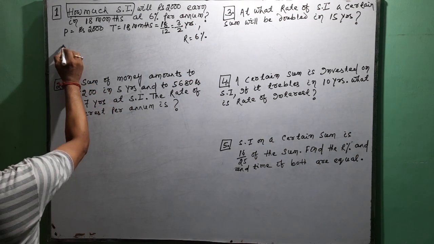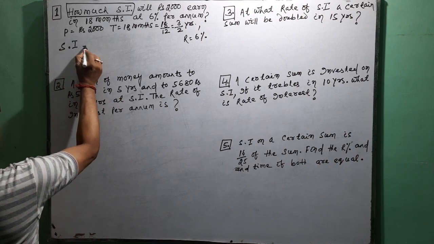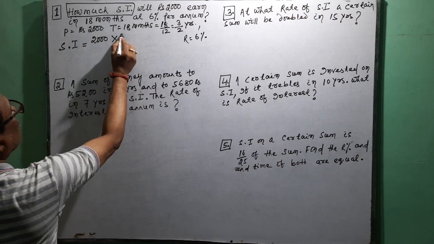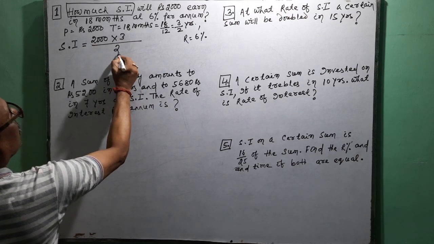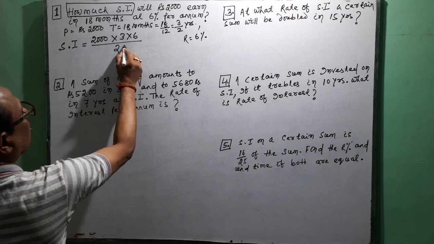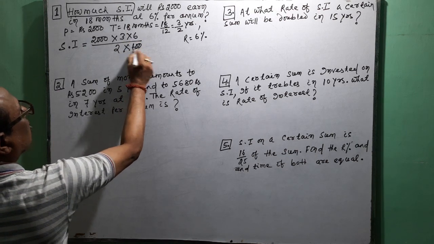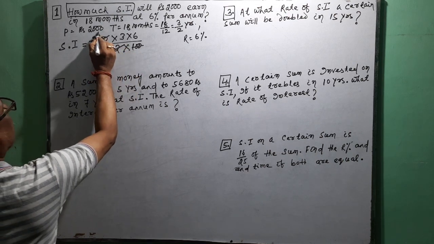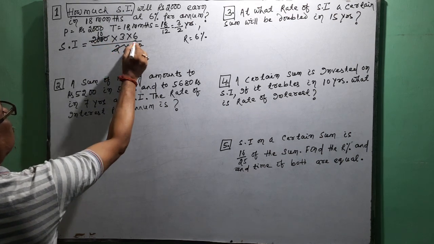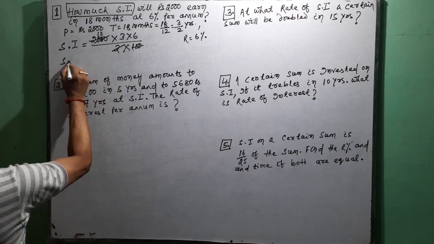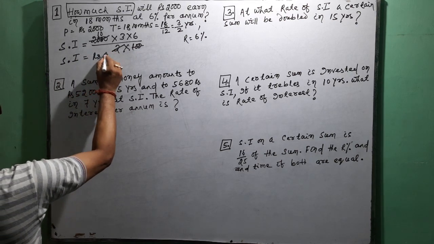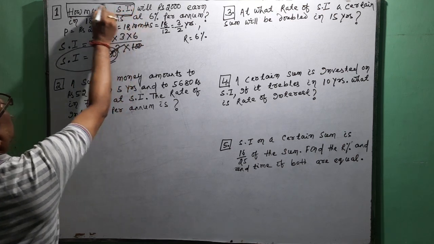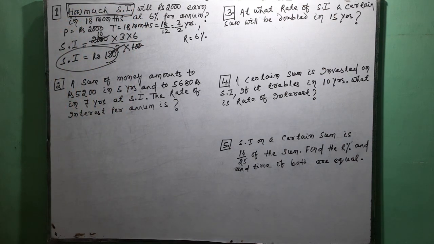SI formula: SI is P into T into R by 100. Cancel, 2, 10, 10, 3, 30, 6, 180. So SI is equal to rupees 180. It is the answer because the question asked how much SI will it earn.